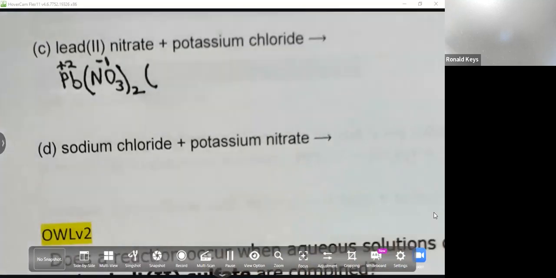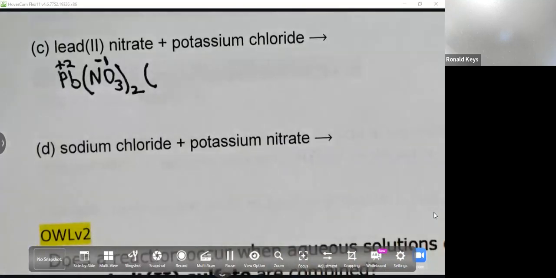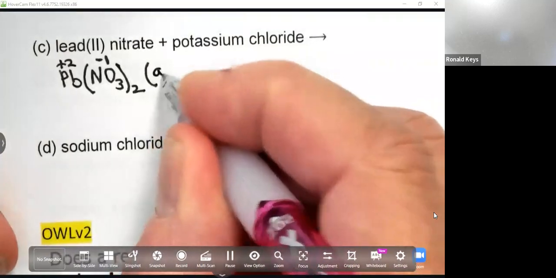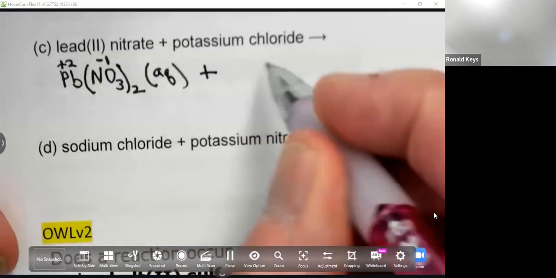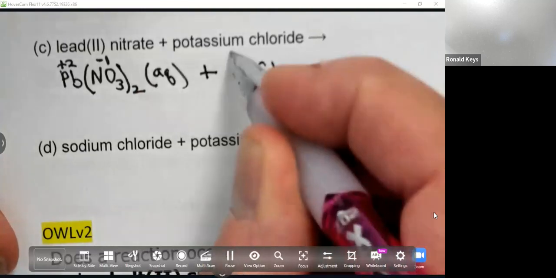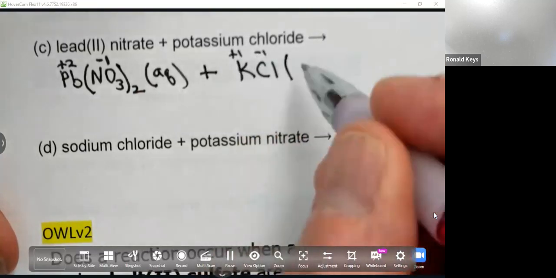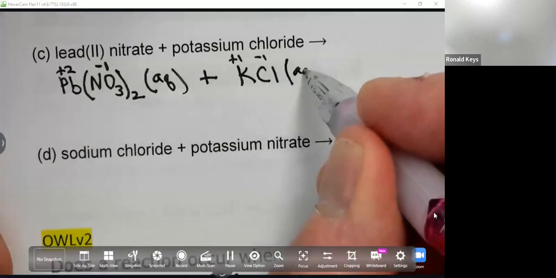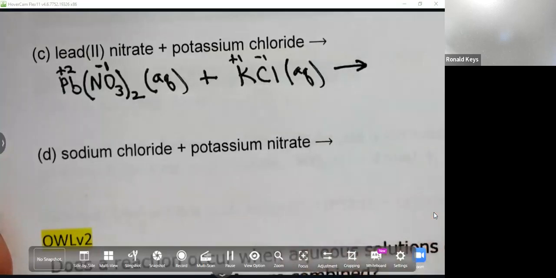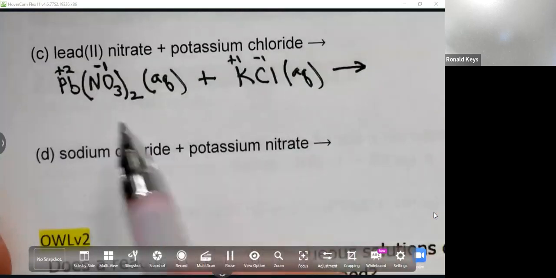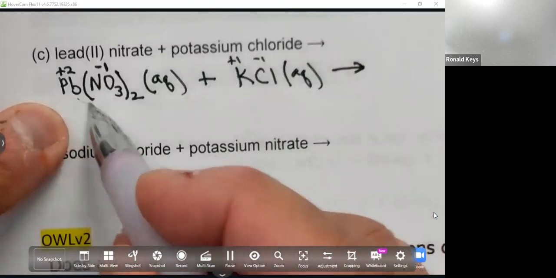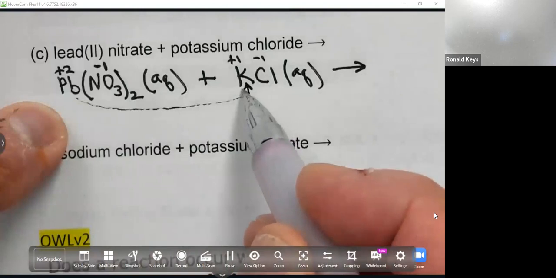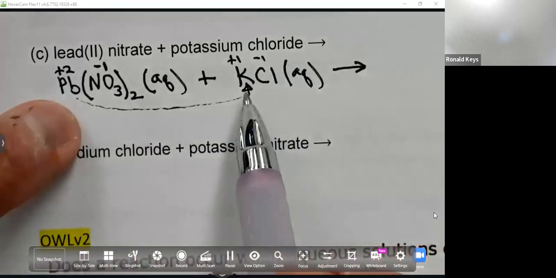Can I put aq? Is that going to split up in water? Yeah, because it's a nitrate. Nitrates are going to split up. Aqueous, plus KCl, plus 1 minus 1. Is that going to split up? Heck yeah, sodium and potassium. Put an aq there. Now let's switch the positives. So if we switch the positives, lead takes the place of potassium.